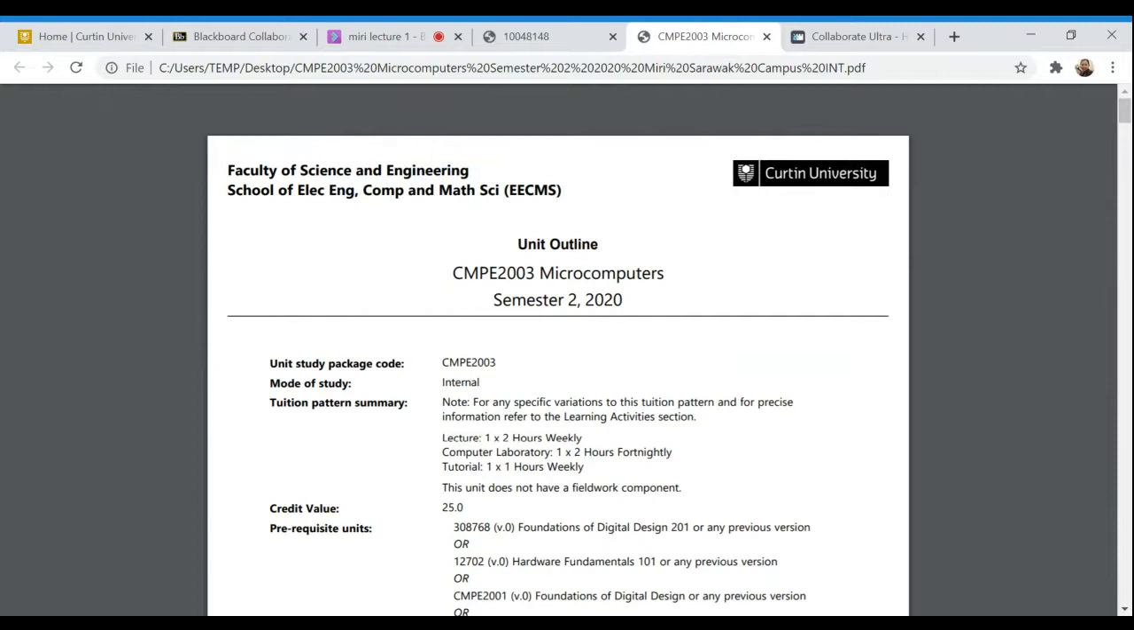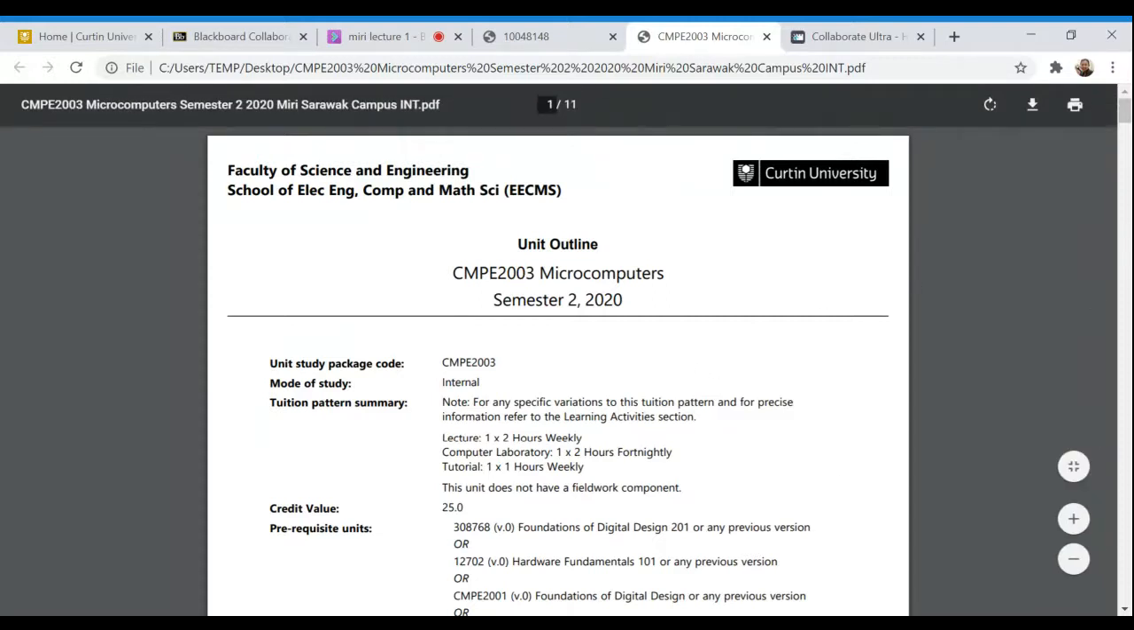The unit code is CMP 2003. Two lecturers will be in charge of this unit. I myself will be in charge of the lecture and the tutorials. Let's welcome Dr. Filbert. I want to thank him for helping out with the Collaborate. Dr. Filbert will be doing the labs, and he is very experienced in these kinds of labs.